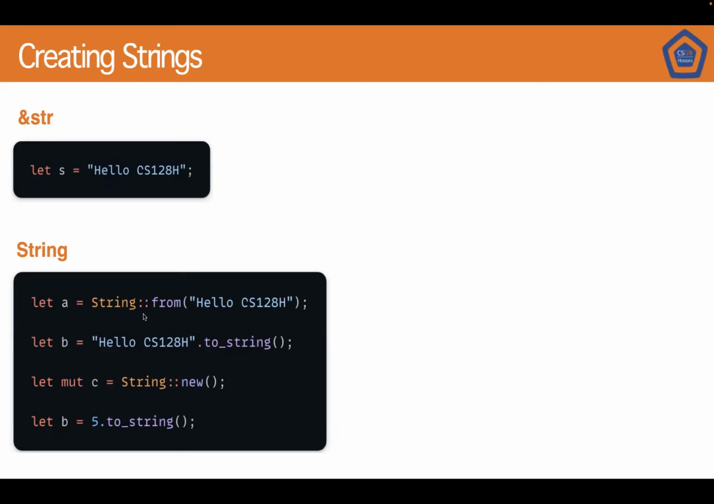You can use the from method and pass a string slice as the argument. You can also convert a string slice to a capital S String using the to_string method. You can also create an empty string using the new method or constructor. And finally, if you want to convert variables or values of numeric type, or maybe some other type, you can use the to_string method.